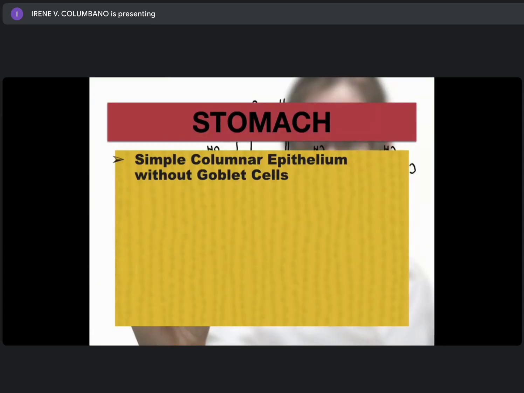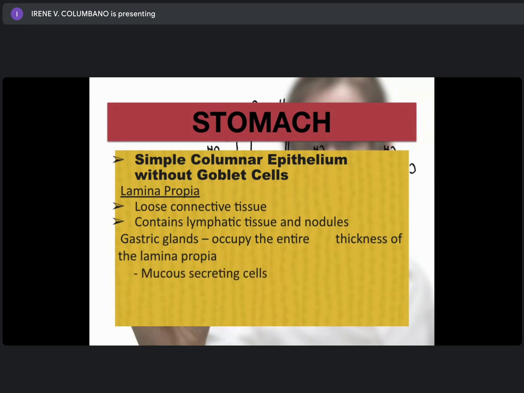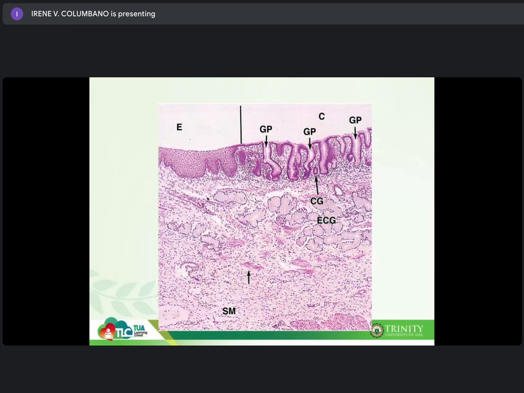Simple columnar epithelium without goblet cells. Ang lining ng stomach. So, the lamina propria is made of loose connective tissue and also contains lymphatic tissues and nodules, no? Which occupies, no, the gastric glands occupy the entire thickness of the lamina propria. So, they are usually mucus-secreting cells.